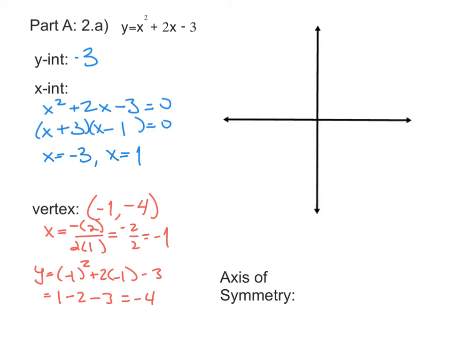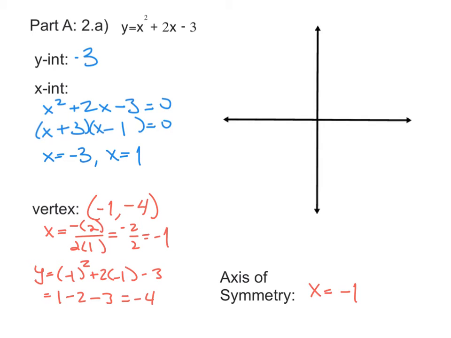The axis of symmetry follows straight from the vertex in that it is the vertical line running through the vertex. All vertical lines have the form x equals, and the number that it will equal will be the x-coordinate of the vertex, so -1. Now let's put all of this together to come up with the parabola.